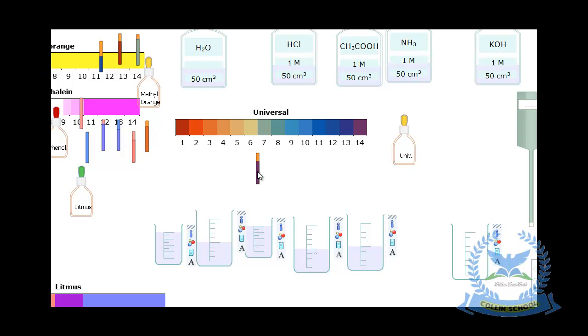We've also seen that methyl orange turns pink in an acid, and it turns yellow in a base. We've also seen that phenolphthalein indicator remains colorless in an acid and turns pink in a base. And we've also understood how we can find the pH given the pH universal paper, the solution, and also the chart.